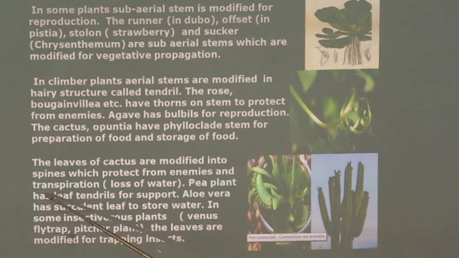Pea plants have leaf tendrils for support. So leaf tendrils are also found in pea plants, which support climbing. Aloe vera has succulent leaves to store water. You have seen aloe vera plants. Aloe vera has thick and fleshy leaves that store water. In some insectivorous plants like Venus flytrap and pitcher plant, the leaves are modified for trapping insects. This is a Venus flytrap. It is developed to digest insects.